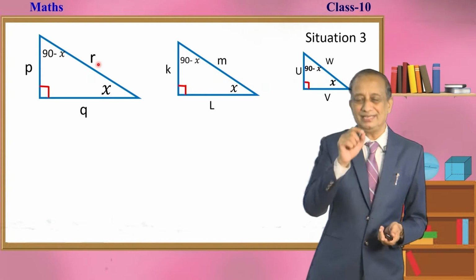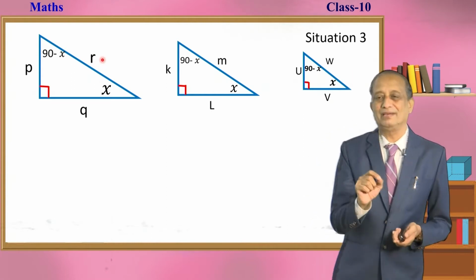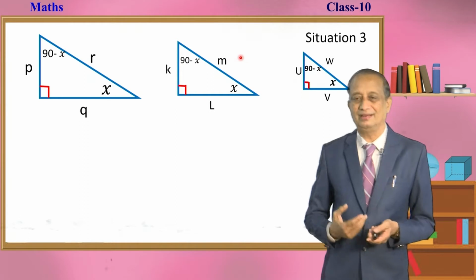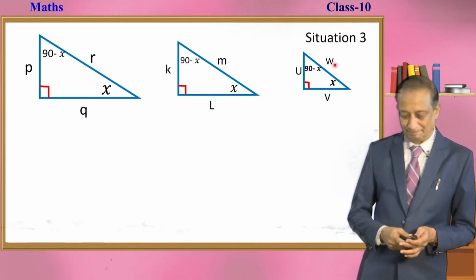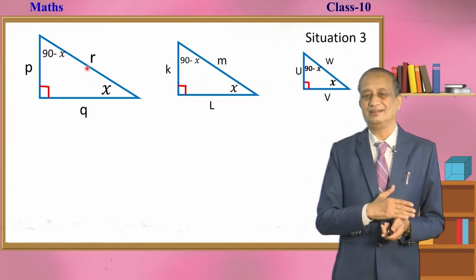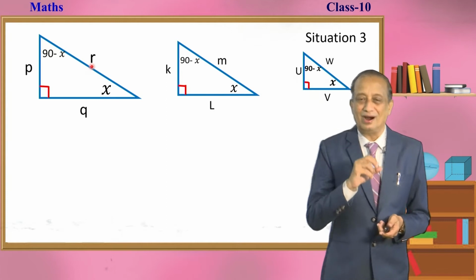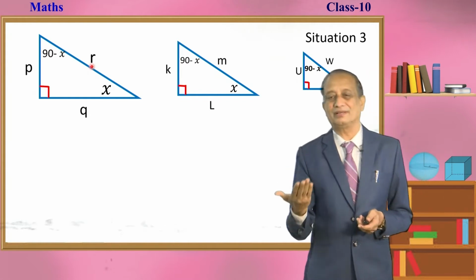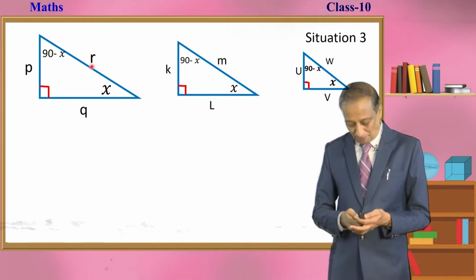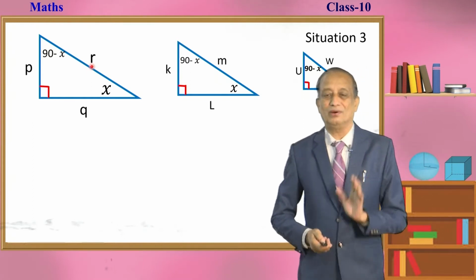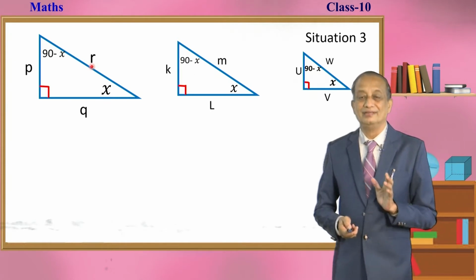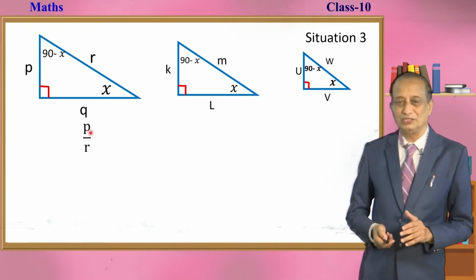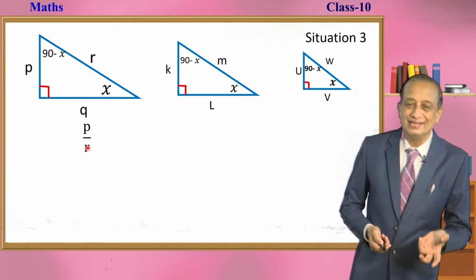Let us denote the sides of the right angle triangles by lower cases p, q, r in the first triangle, k, l, m in the second triangle, and u, v, w in the third triangle. No doubt, the hypotenuse is the longest side, and say we wanted to compare how far the side p is smaller than r, how far k is smaller than m and u is smaller than w. If you want to compare these two sides, what do we need to do? We have to take the ratio between the sides like this, p divided by r.